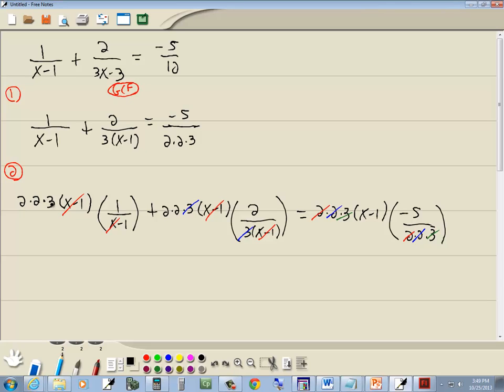2 times 2 times 3, that gives us 12. Now here we got 2 times 2, another 2, that's 8. Equals, over on this side, we got negative 5 times x minus 1. Well, 12 plus 8 is 20. And multiply that through, and we get negative 5 times x is negative 5x. Negative 5 times negative 1 is a positive 5.